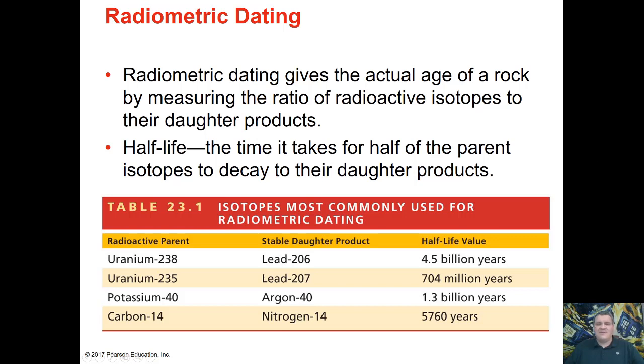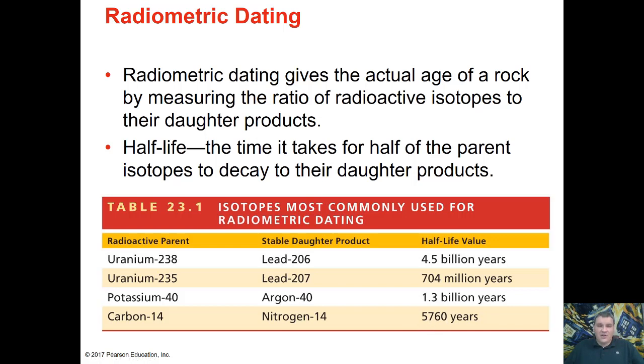The half-life is the amount of time it takes for half of the parent isotopes to decay into their daughter products. Okay, so how long does it take for half of it to decay? Now, different systems have different half-lives. So carbon-14 turning to nitrogen-14, this is what's used in carbon dating, which is a type of radiometric dating, has a half-life of around 5,760 years.